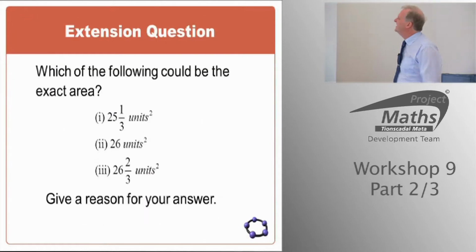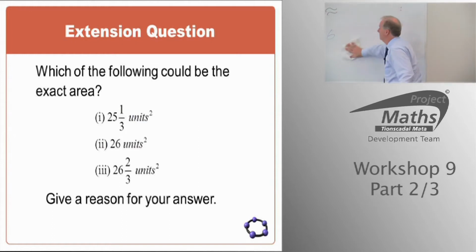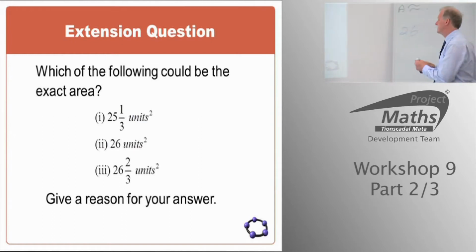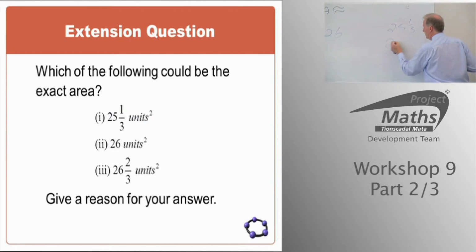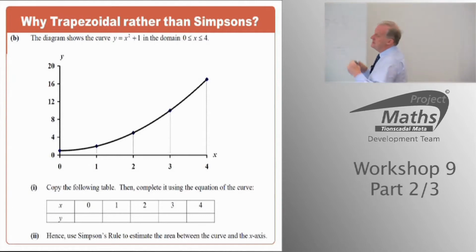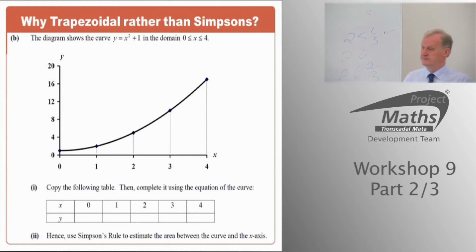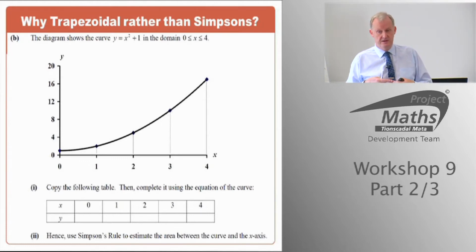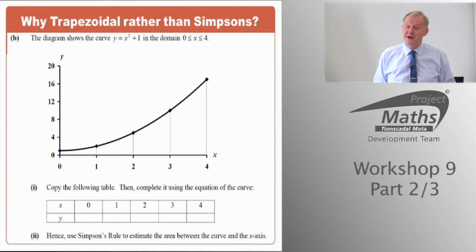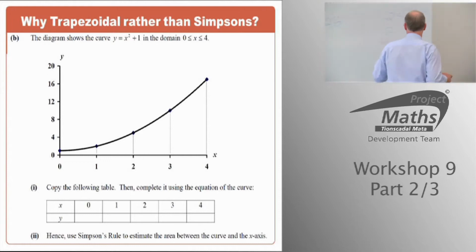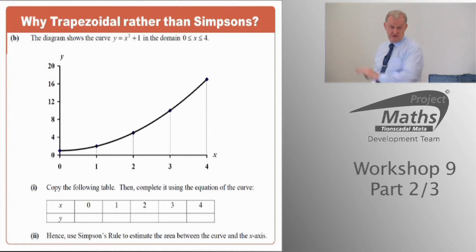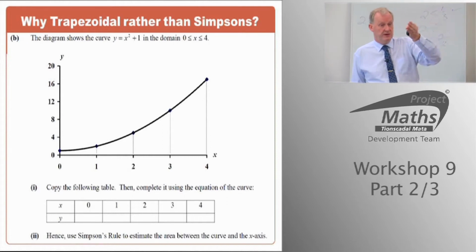But now the question I want to ask: which one of the following could be the exact area? 25 1/3, 26, 26 2/3. Which one of those could be the accurate area underneath that curve? First one. So could 26 be the right answer? Why not? It's an estimate. Yeah, 26 is gone anyway, because it's an estimate. But for that curve is what we're talking about.